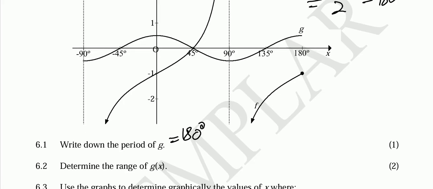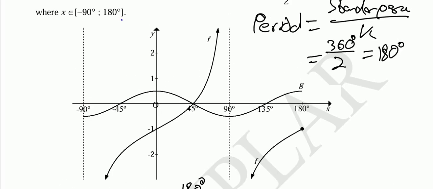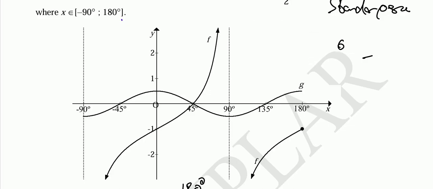Then the next question says, determine the range of g of x. There's a difference between the domain and the range. The range simply means that we are focusing on the y values. So where in the y values does our graph exist? That's what this question is saying. We are looking specifically at g of x, which is negative 1 over 2 cos 2x. By looking at the graph, we can see this is the maximum of our graph, and this is the minimum, so this is half.